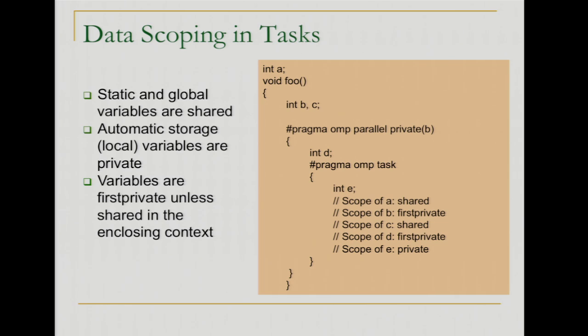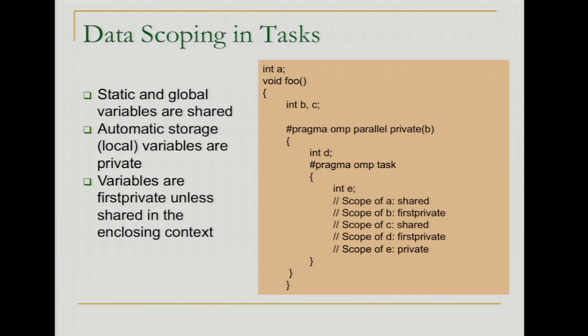Private variables, there's an interesting thing. Because of the separation between the time when the task is generated and the time it is executed, we actually have a default of firstprivate. Firstprivate means that it's going to take the value that it has at that time and capture that value. So look at the example here.